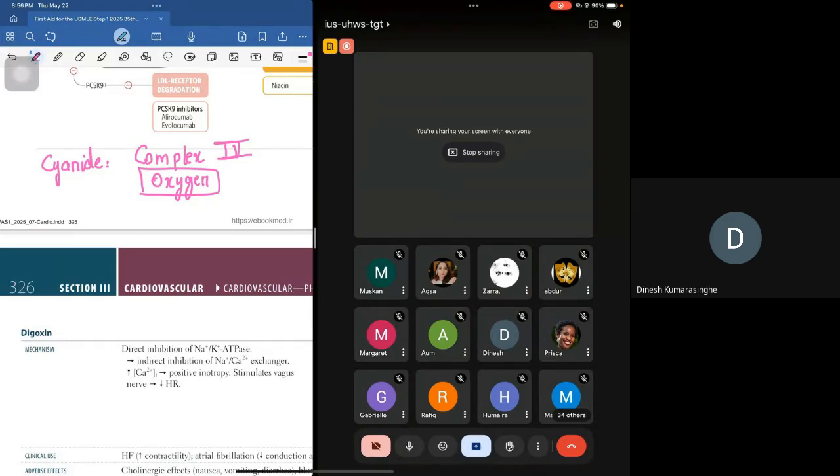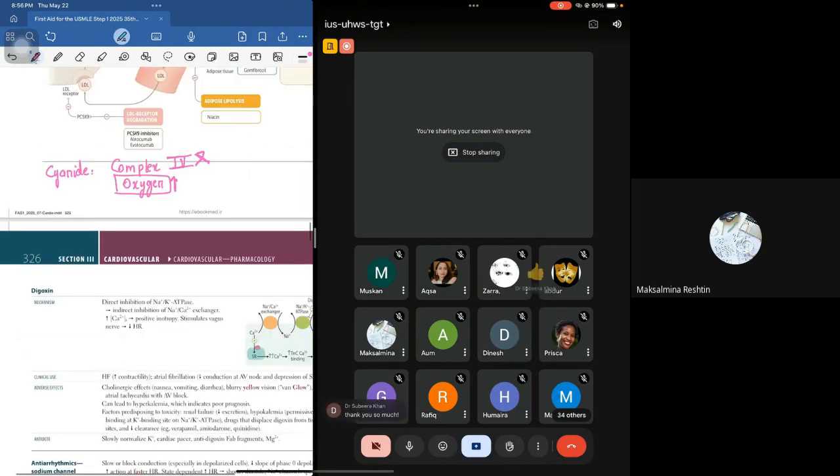But what if I say to you that we have all the oxygen in the world, but complex 4 is not working? So the oxygen is not going to be used. What will happen to the oxygen? Will it be normal or will it go up? Up. Yes, it is going to go up. So the pulse oximeter is going to be 100% normal. But paradoxically, the patient is going to have respiratory symptoms, or the patient is going to have ischemia as well. So that is what will happen in cyanide poisoning, right?